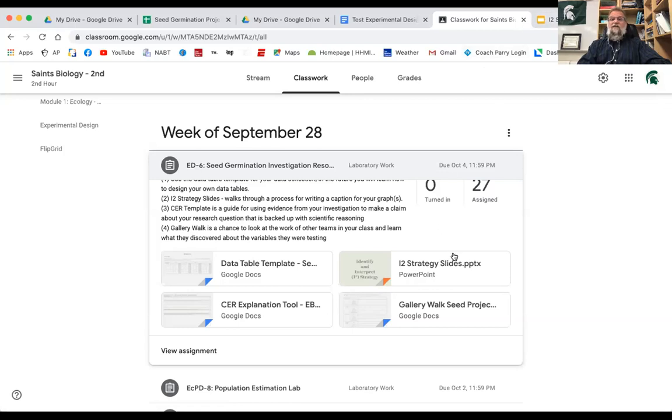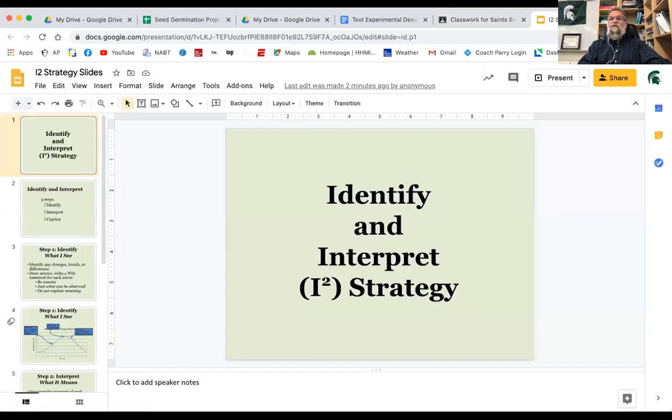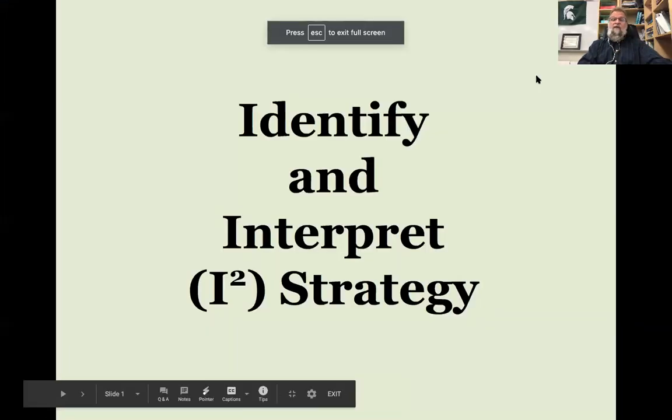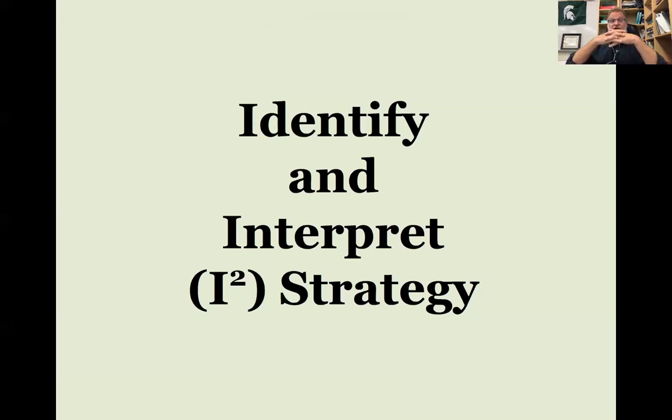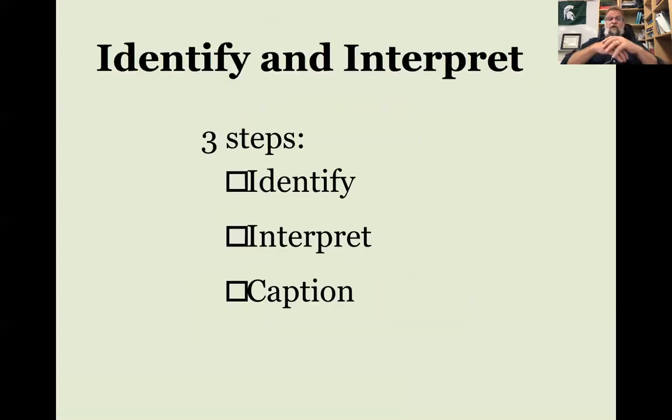So let's take a look at the I-squared strategy slides. If I go over and open up my tab, there we go. You can see I-squared stands for two words that begin with I, identify and interpret strategy. This is a process that we will go through in small steps, but eventually we hope you can do it without having to go through the steps. We're going to start out by doing three steps: an identify step, an interpret step, and a caption.